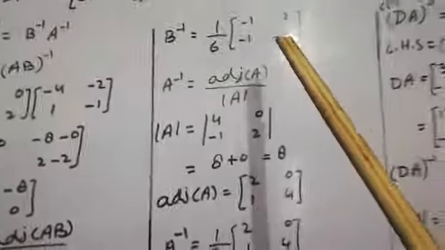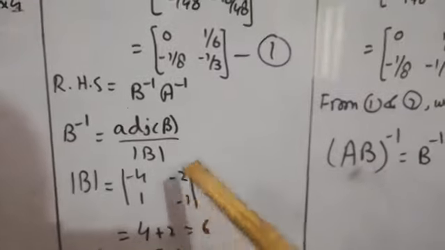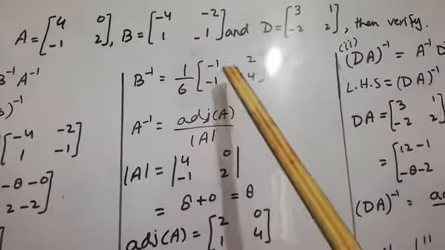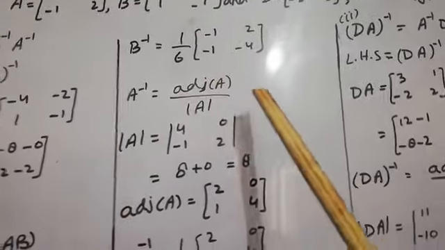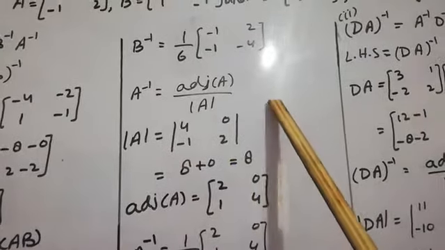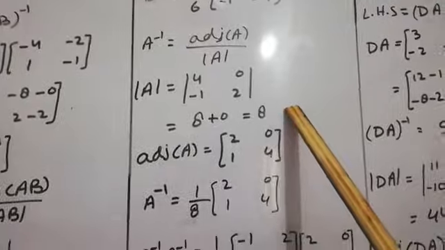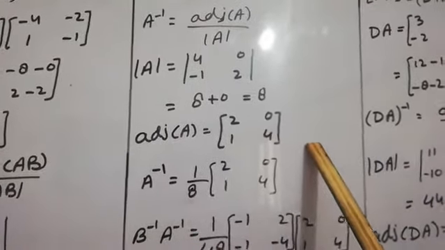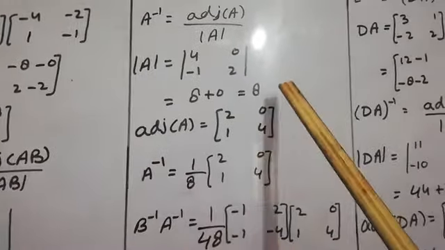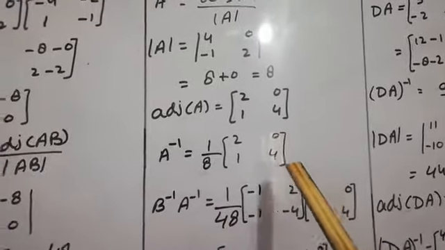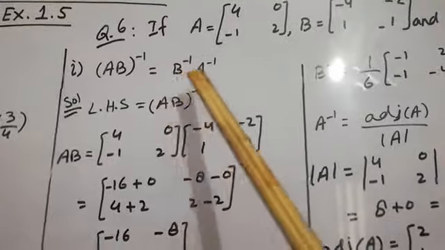B inverse is equal to the adjoint of B divided by the determinant of B. B determinant is 6, so we will write minus 1 by 6 into the matrix minus 1, 2, minus 1, 4. Now we will find the value of A inverse by using the formula adjoint of A by determinant. First take A determinant and then adjoint of A, and after that we will put the values like this, 1 by 8 into 2, 0, 1, 4. Now at the end, according to the right hand side, B inverse into A inverse.